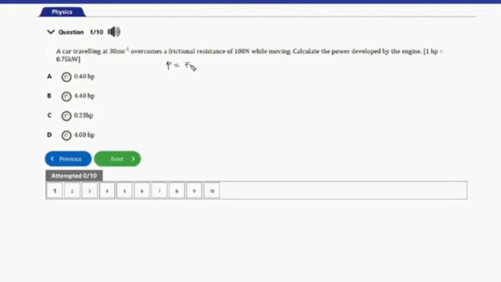So guys, for this here, we're going to calculate that power is actually equal to force times velocity. So here the force is 100 newton and the velocity is 30 meters per second. So when we multiply 30 by 100, we'll have 3000. So that's 3 kilowatts, guys. So if 1 horsepower is 0.75 kilowatts, then 3 kilowatts will be 3 over 0.75. So when we calculate that, we'll have 4 horsepower. And that's option D here, guys. So let's go ahead and consider the next question.